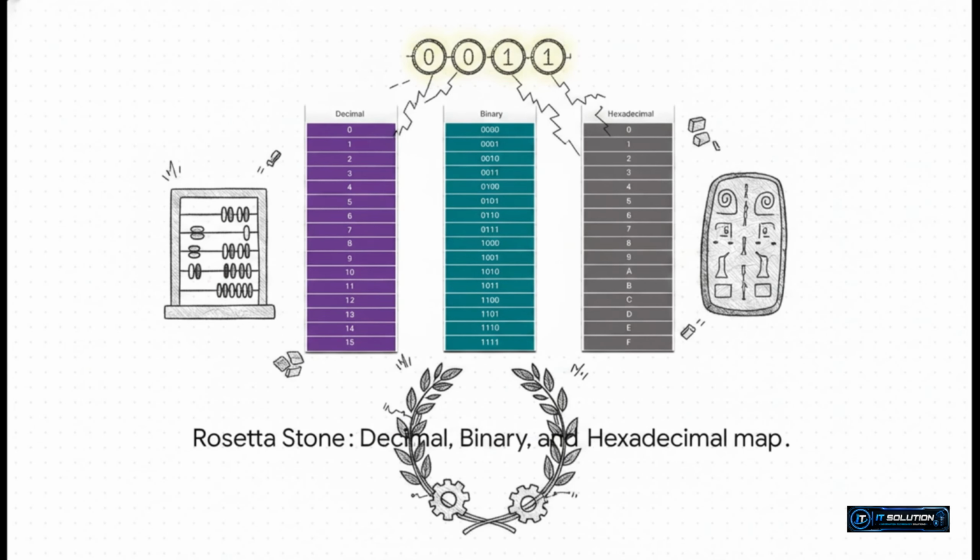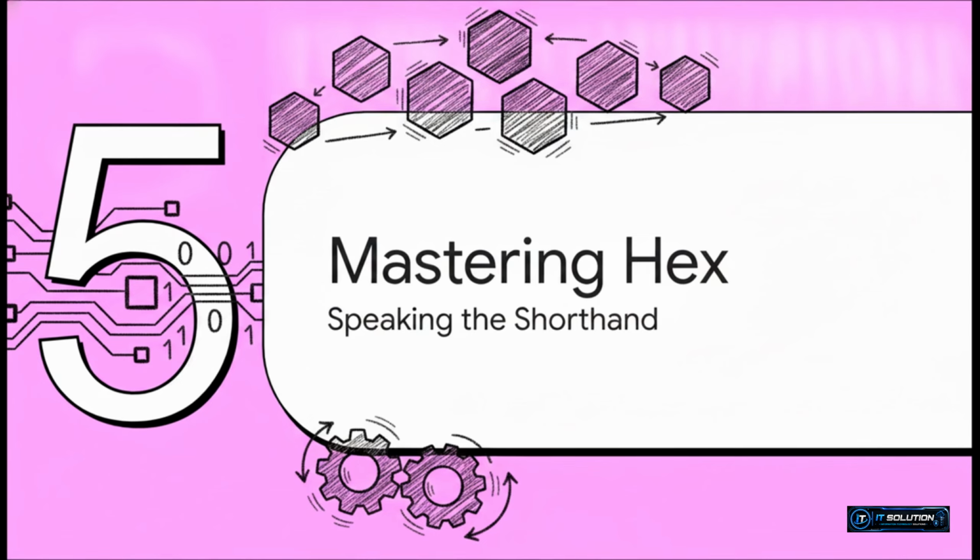Now, what's really interesting about this is how perfectly hexadecimal aligns with binary on this Rosetta Stone chart. Every single hex digit, from 0 through F, perfectly represents exactly 4 binary bits. For example, a binary 0000 is a hex 0. A binary 1111 is a hex F. Because 16 is a power of 2, the translation between base 2 and base 16 is incredibly clean and mathematically beautiful.